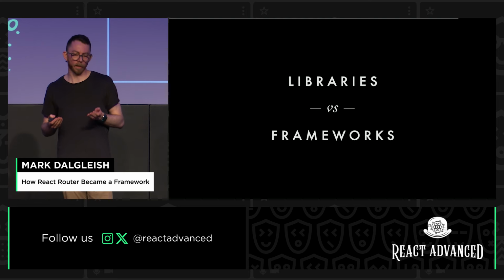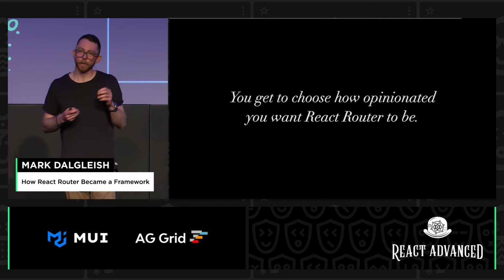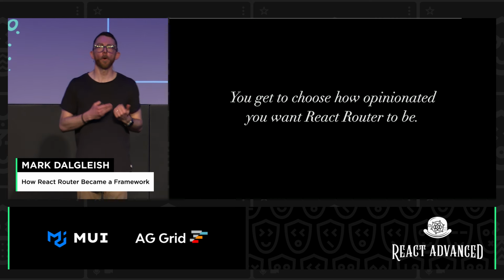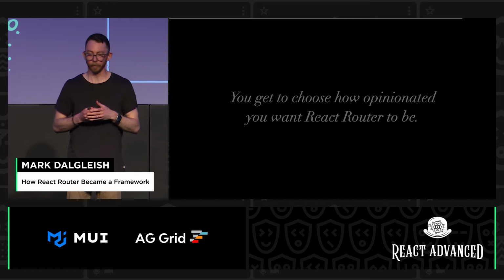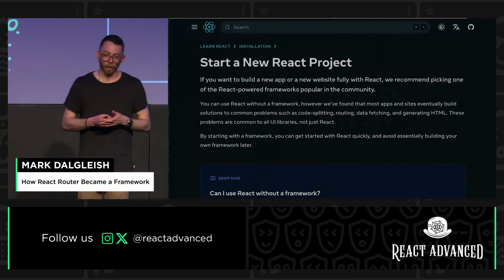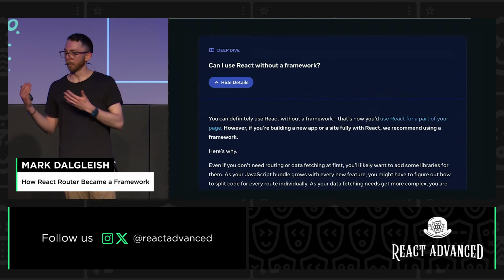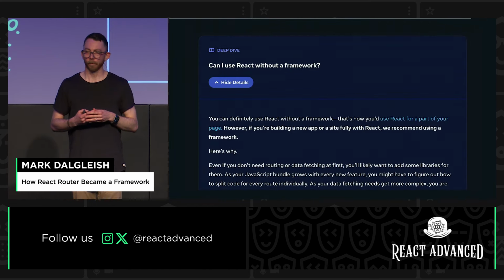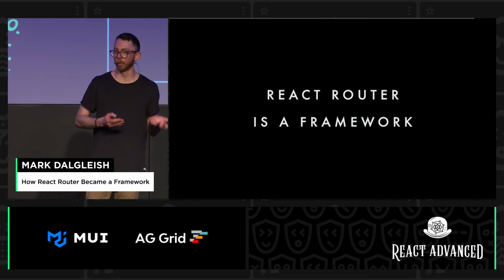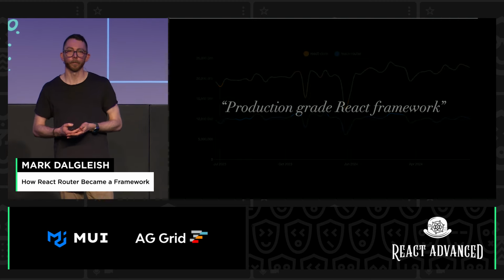So again, if we go into this separation between libraries versus frameworks, I think what's interesting now is with this pattern of being a Vite plugin on top of a library is that you get to choose how opinionated you want React Router to be. So React Router is a library, as it always has been. But if you go to start a new React project, again, following the documentation, and you're being told that they recommend that you use a framework, then it's fair to say now that officially React Router is a framework too, or using the words of the React documentation, a production-grade React framework.